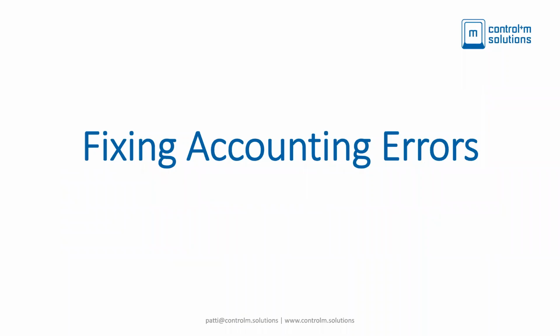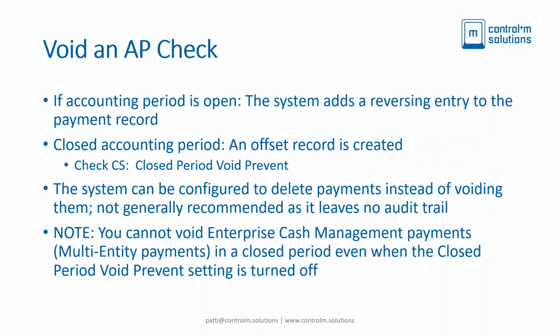Look, I don't want to bore all the non-accounting people here, so I'm going to go through this fairly quickly. If you accountants want to talk more about just unwinding accounting transactions, email me and we'll do a deeper dive. So voiding an AP check is pretty simple. The system does a reversed entry in open periods, or if the period is closed, then there's an offset record created. We don't ever recommend the delete buttons for checks.